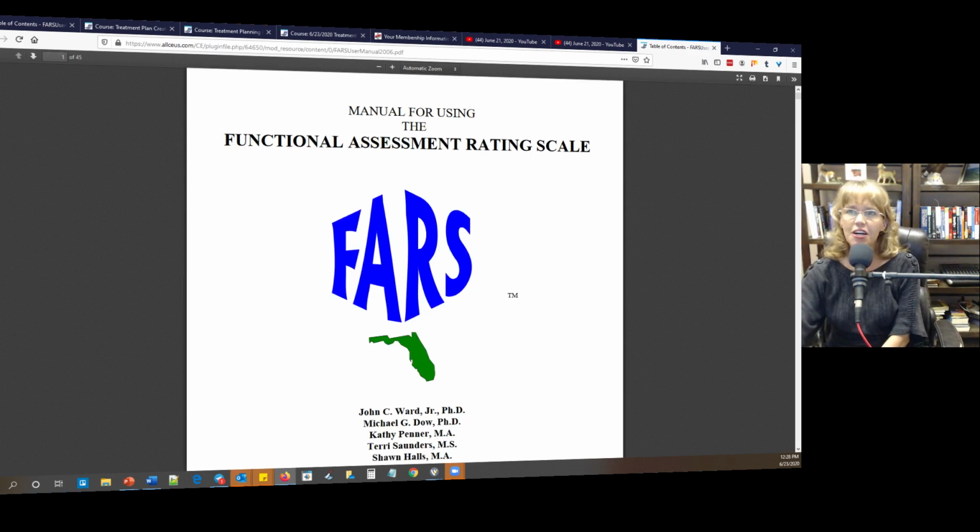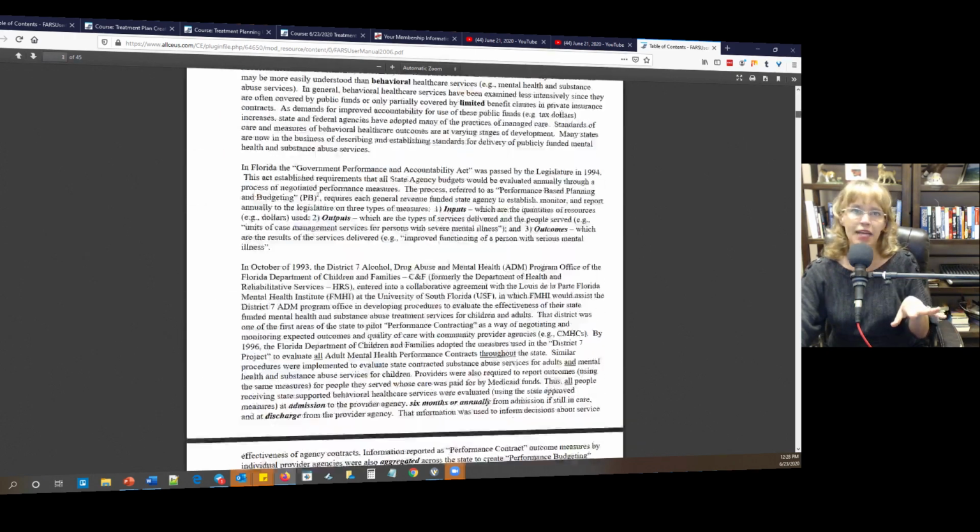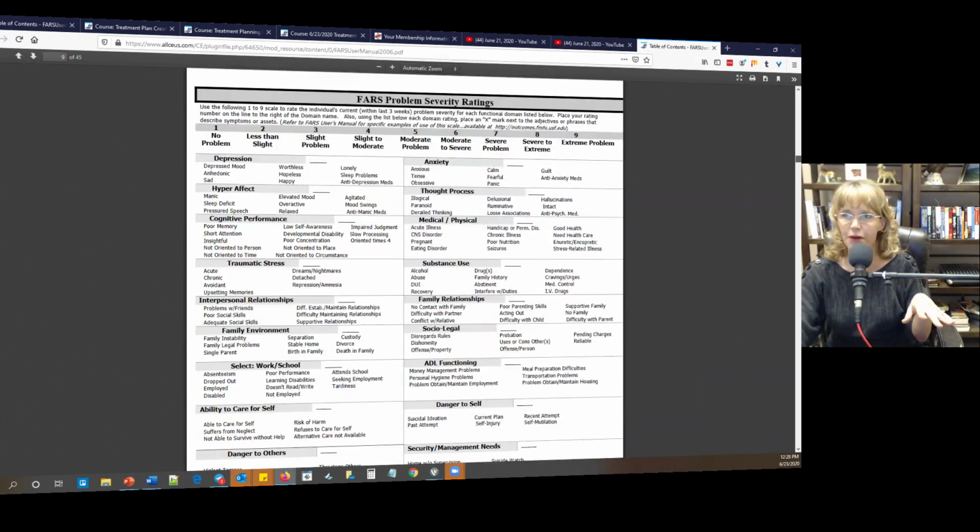Woohoo! The Functional Assessment Rating Scale. This is one of my favorites. It comes out of the University of South Florida. It's available free online. And this is the manual that teaches you how to use it, but we're going to skip over that for brevity.